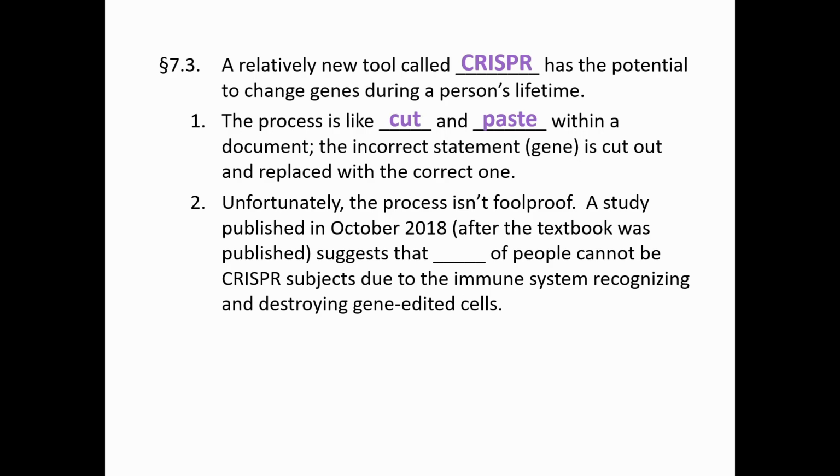It's not foolproof. So as of 2018, it suggests that 96% of people cannot be CRISPR subjects due to the immune system recognizing the gene-edited cells and marking them for destruction. So this is, at least as of now, not something that we can really use in people, but it is something that we use in other organisms.